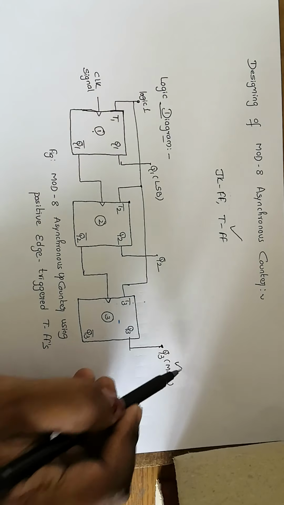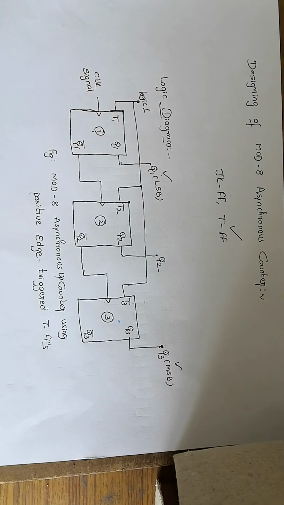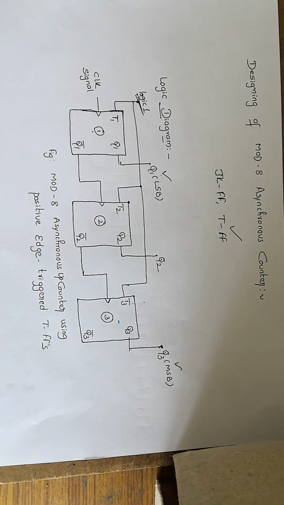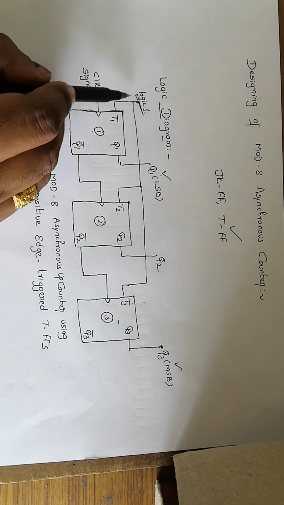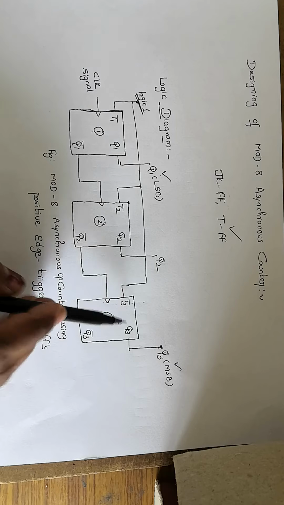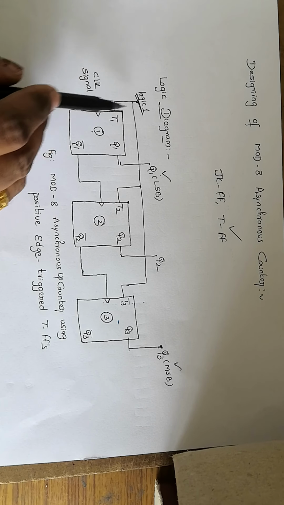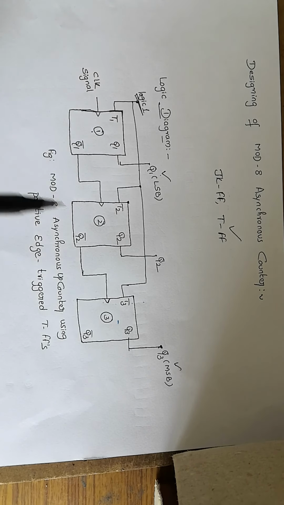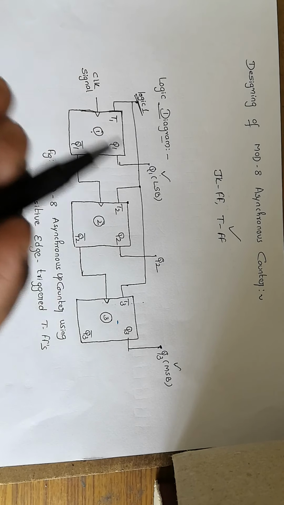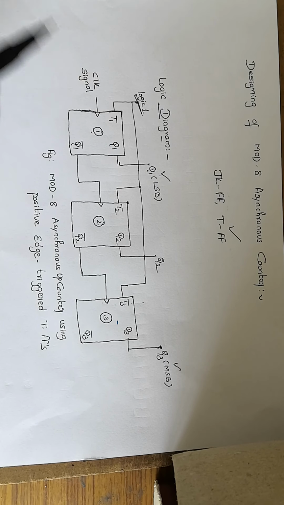My Q3 is the MSB output and Q1 is the LSB output. One point you should remember: the inputs of all the T flip-flops are connected to logic 1. That means when logic 1 is applied, the T flip-flop operates in toggle condition. In toggle condition, the T flip-flop produces an output which is the complement of the previous state.